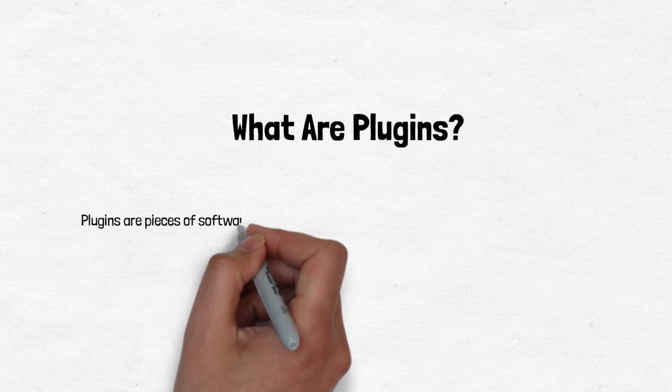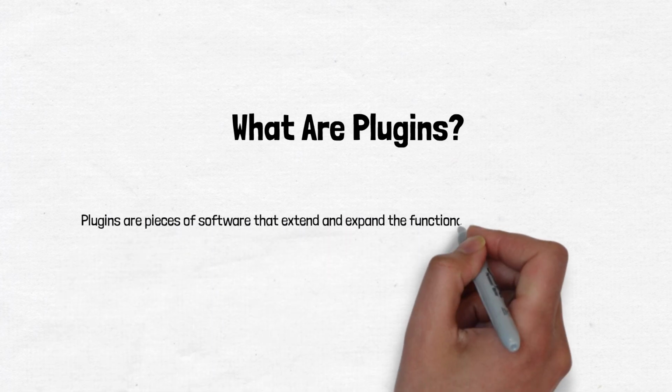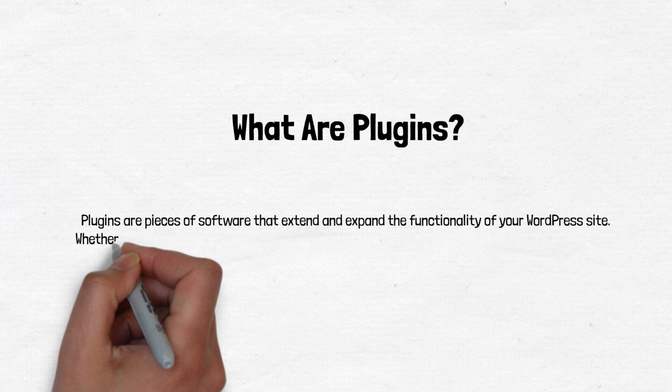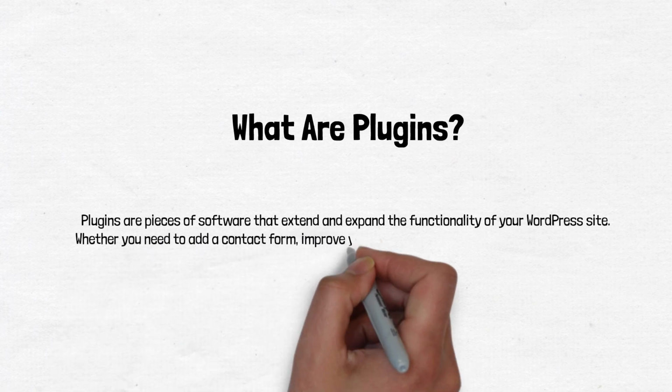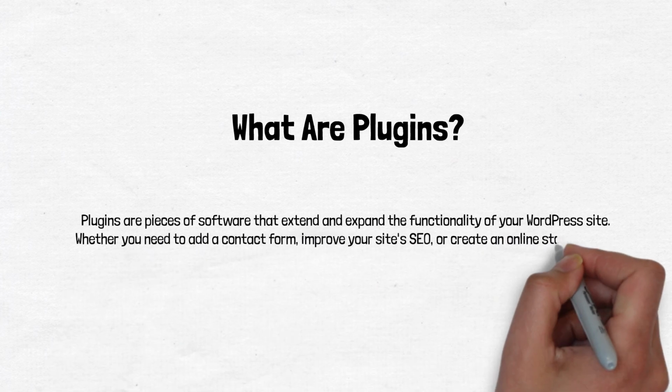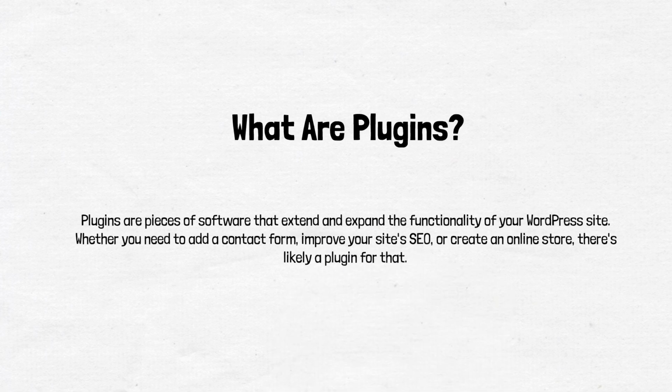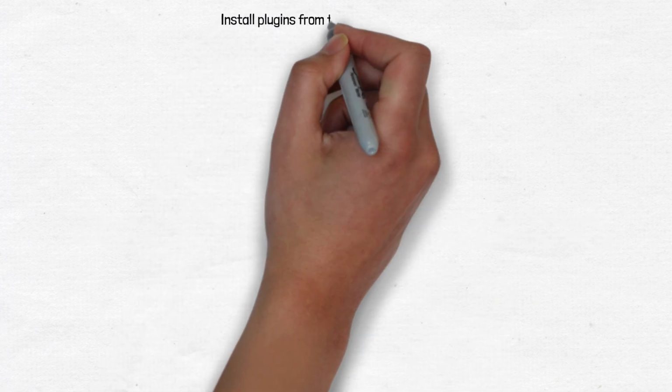Plugins are pieces of software that extend and expand the functionality of your WordPress site. Whether you need to add a contact form, improve your site's SEO, or create an online store, there's likely a plugin for that. Now, let's learn how to install plugins from the WordPress repository.